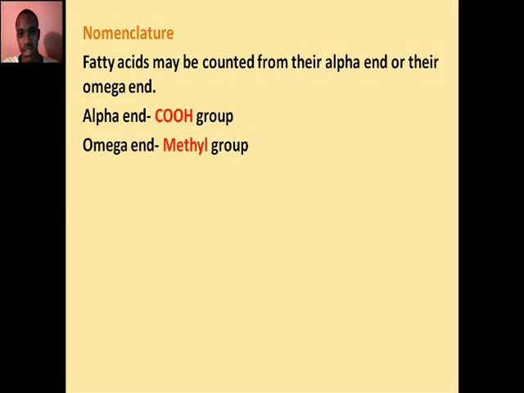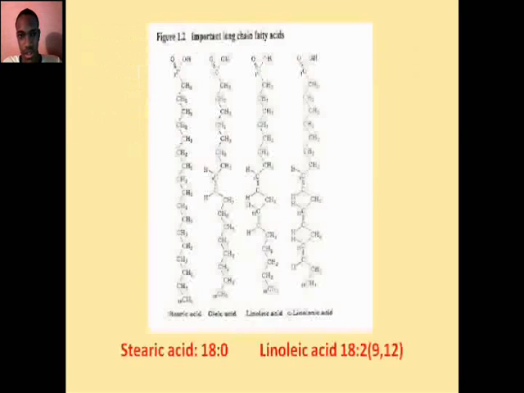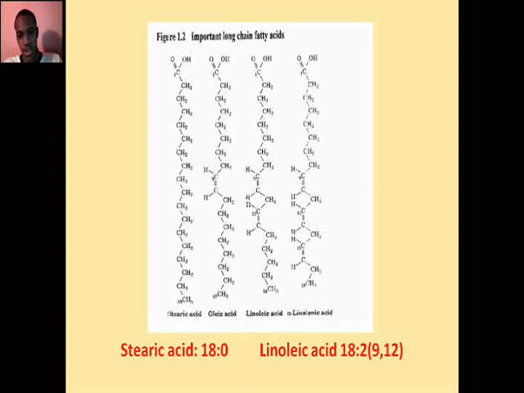Now, the alpha end is that part of the molecule that contains the carboxyl group, the COOH group, and the omega end is the end that contains the methyl group, that's the CH3 group. And we'll see how different omega fatty acids and so on have various functions. Very important. Now, this table basically shows some of the very important long chain fatty acids.